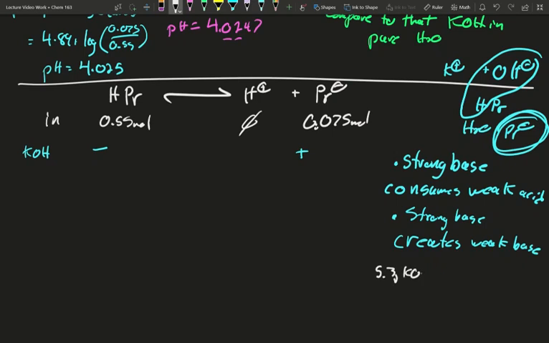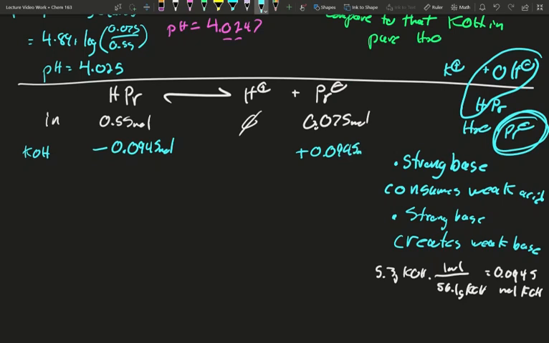5.3 grams of KOH. It's approximately 56.1 grams of KOH in 1 mole. So we're working with 0.0945 mole of KOH. That's what we have to react. That's what can attack our weak acid. So the weak acid's going to lose 0.0945 moles. In doing so, it's going to create that much weak base, and so we're going to create 0.0945 mole of the weak base.